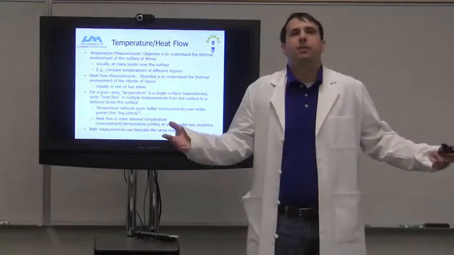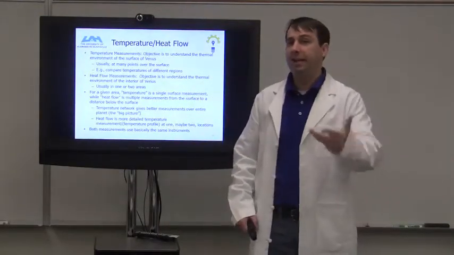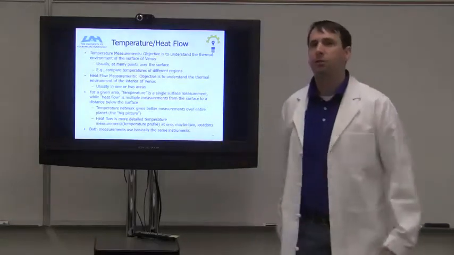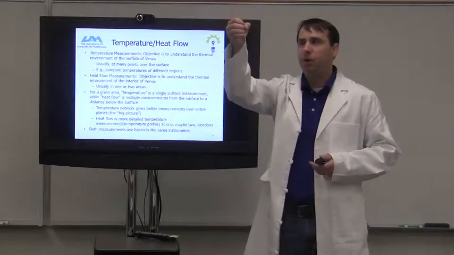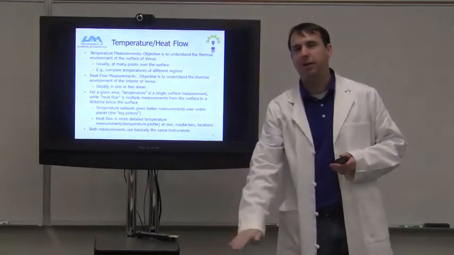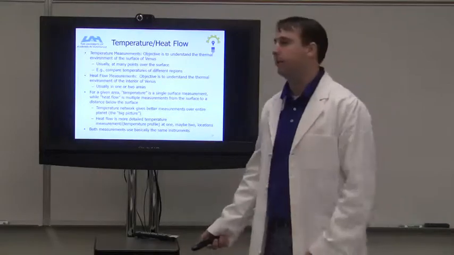Does this happen on Venus? And so how deep would you have to go to get to the constant temperature? What is that constant temperature? So that's what a heat flow measurement would be, is how you take one specific location and you see how the temperature changes as you go with depth. And you can already see the difficulties in that.